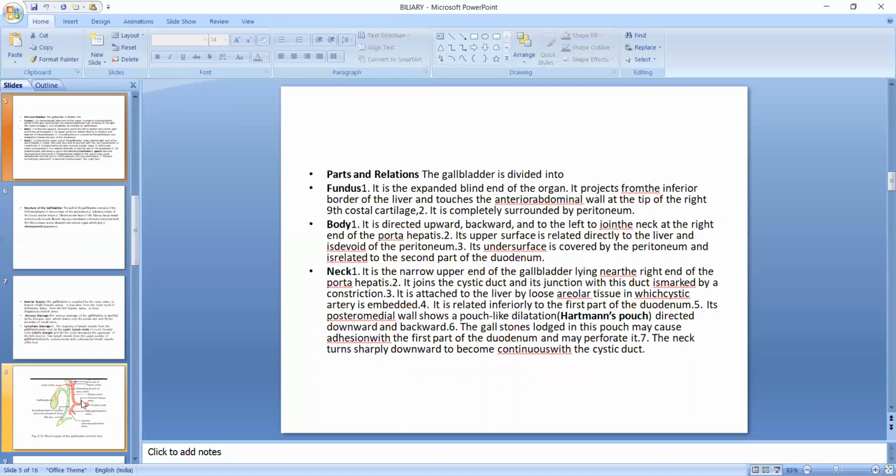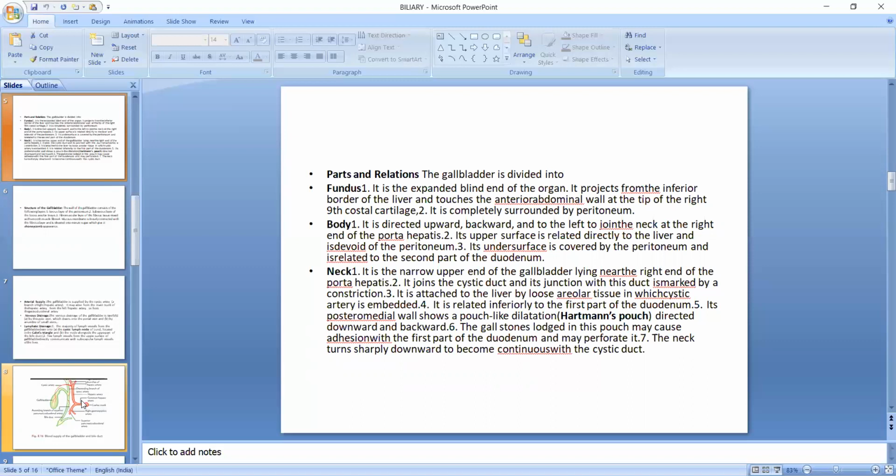Body: it is directed upward, backward, and to the left to join the neck at the right end of the porta hepatis. Its upper surface is related directly to the liver and is devoid of peritoneum. Its undersurface is covered by the peritoneum and is related to the second part of the duodenum.